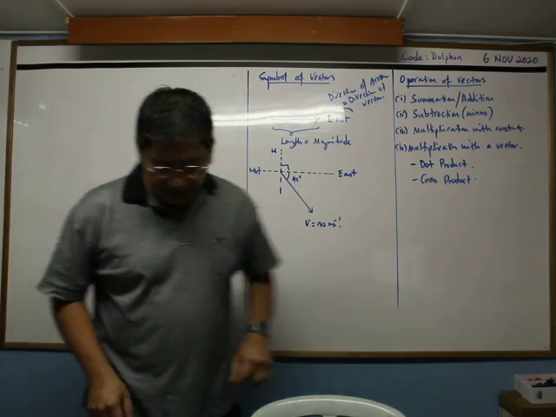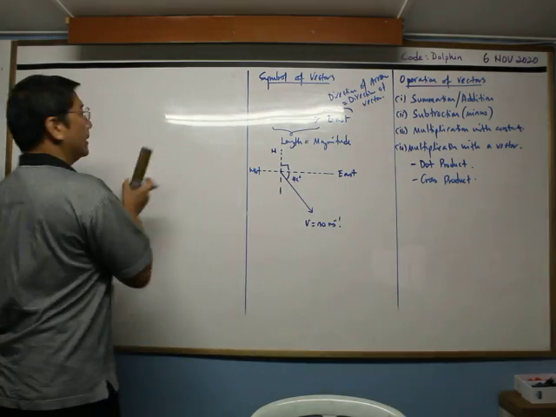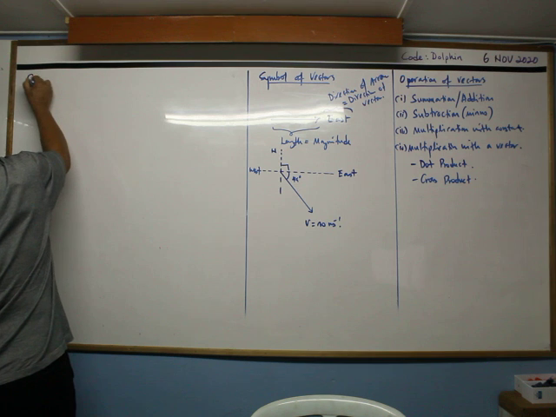Okay, for summation, we need two vectors. So first we look at the summation, or addition.